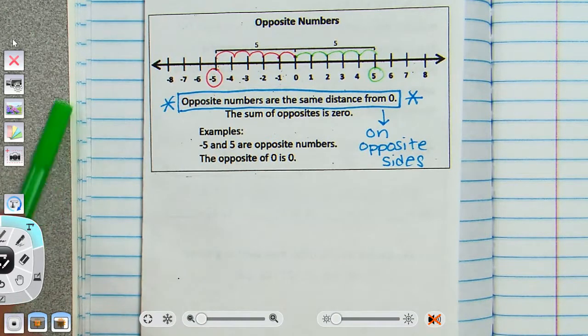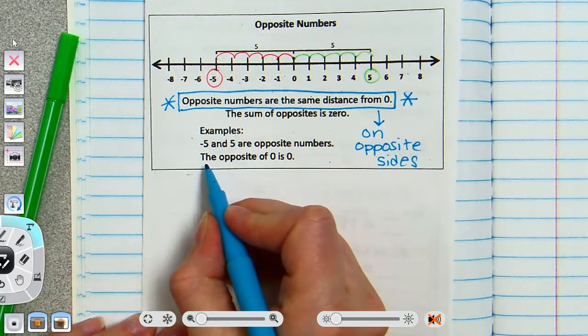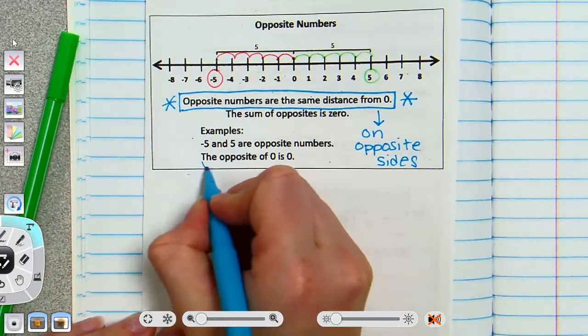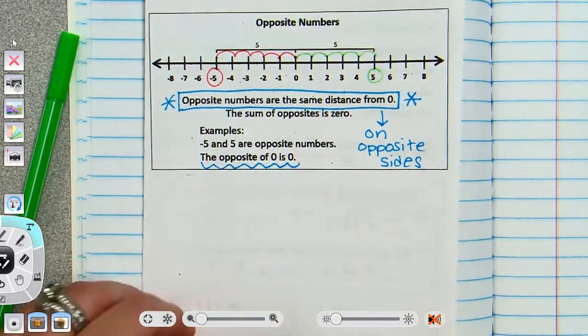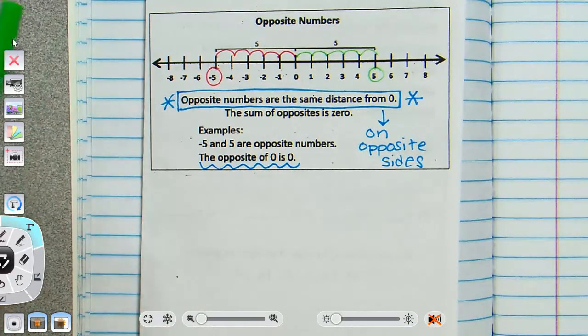Okay? I think it's really, really important to look at this next little line here. It does remind us that the opposite of 0 is 0, and I'm going to put a little squiggle here. Okay, because 0 is 0 steps away from itself, the opposite of 0 is taking no steps in the other direction, so you still stay at 0. So 0 doesn't have a different opposite. 0 and itself are both opposites.